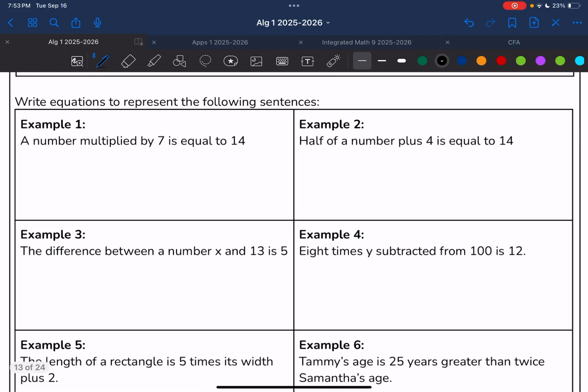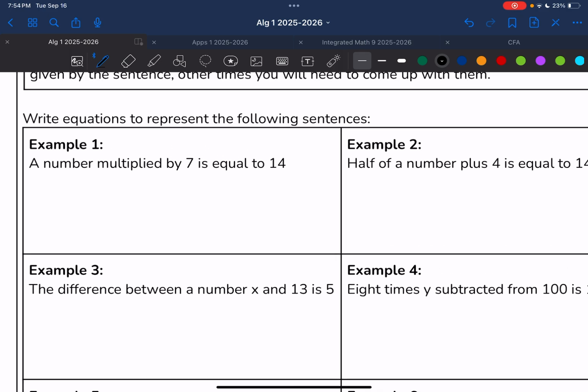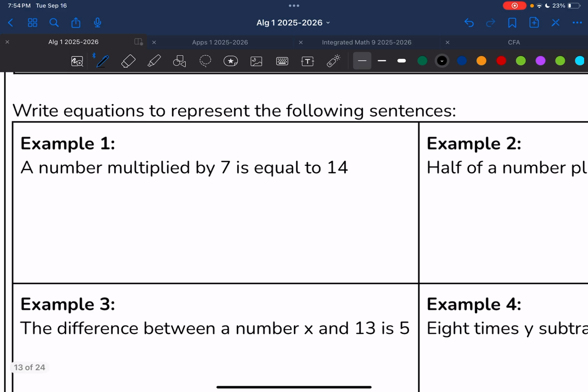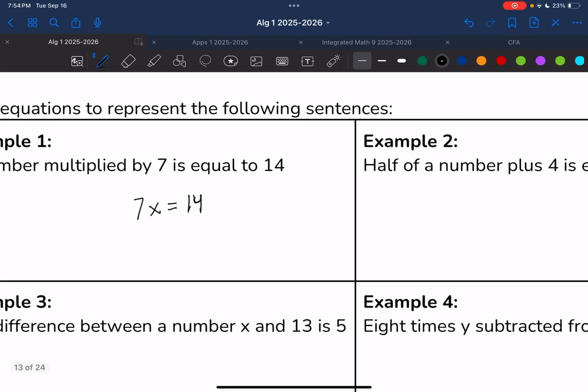So from these verbal clues, we want to try and create equations. So a number multiplied by 7 is equal to 14. Well, let's let x be our number. We're multiplying it by 7, and the result has to be equal to 14. So it's going to be 7x equals 14.